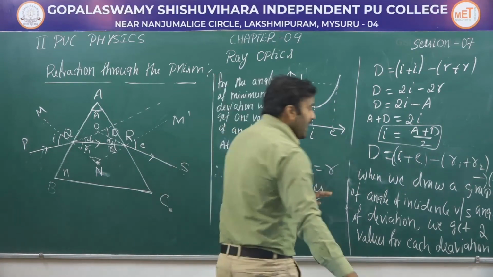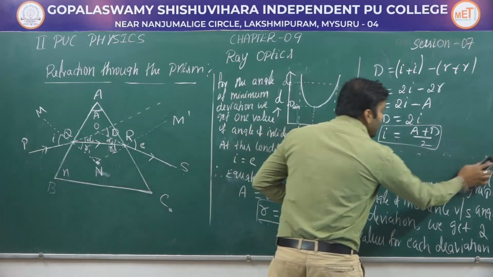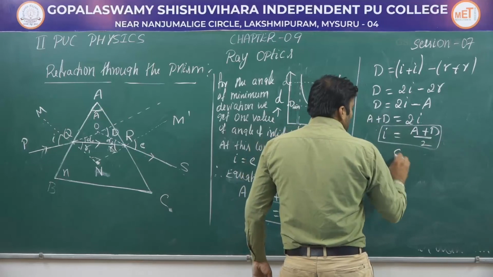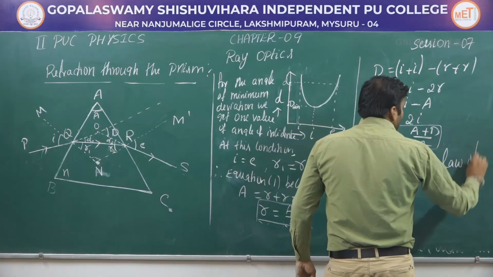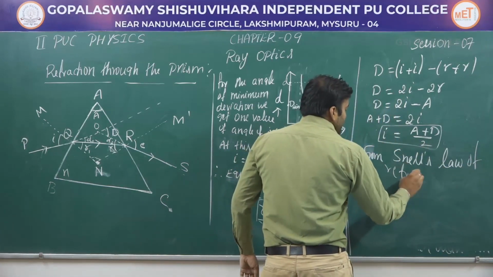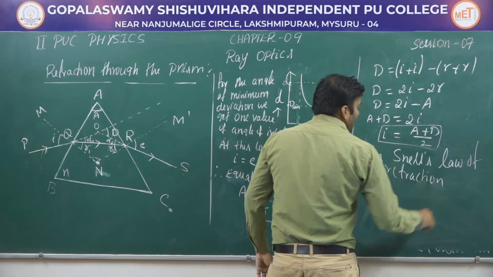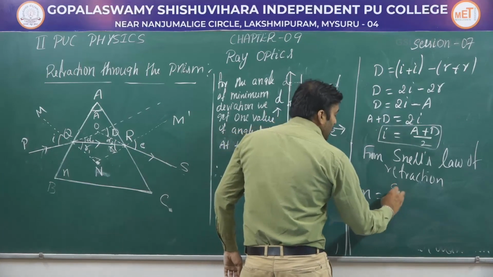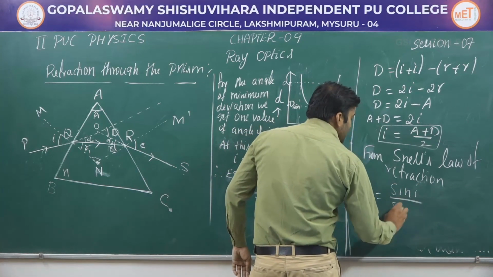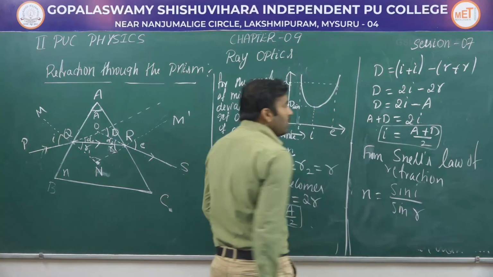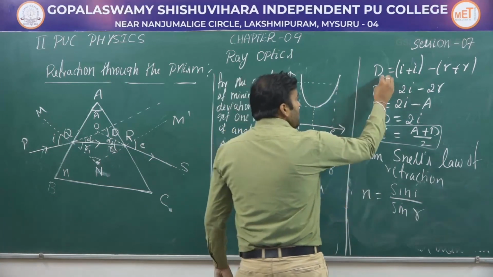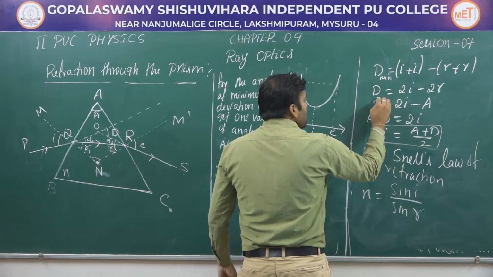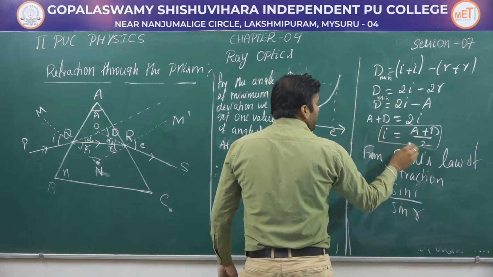Now finally, let us write Snell's law to complete the derivation. From Snell's law of refraction, we know that n is equal to sin i by sin r, and we should say this is D minimum, correct? This is D minimum.